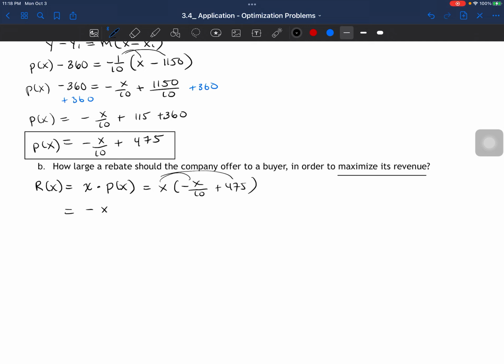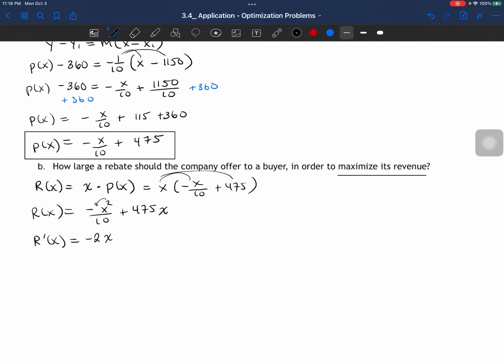So what we gotta do here is distribute. So we end up getting negative x squared over 10 plus 475x. So that's our revenue function. In order for us to maximize it, we would need to find the critical numbers for this. So in other words, find the derivative.